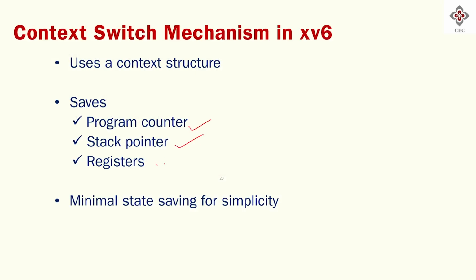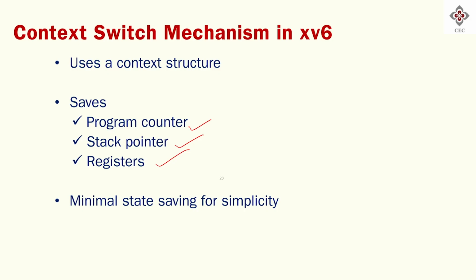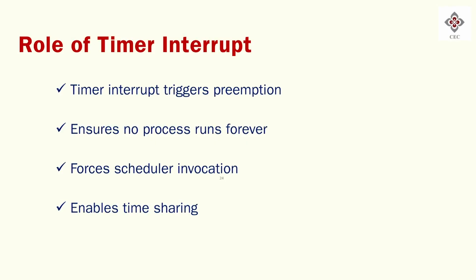During a context switch, it follows a structure where it saves the values of the program counter, stack pointer and registers. XV6 has minimum state saving for simplicity. Generally, a context switch saves a few more parameters about a process. We call it the PCB, the process control block, which contains more parameters to be saved. But here we have a simplified version of context switching. So, it saves only 3 parameters: program counter, stack pointer and register values, for our learning purpose. The role of the timer interrupt: here the timer interrupt triggers the preemption.